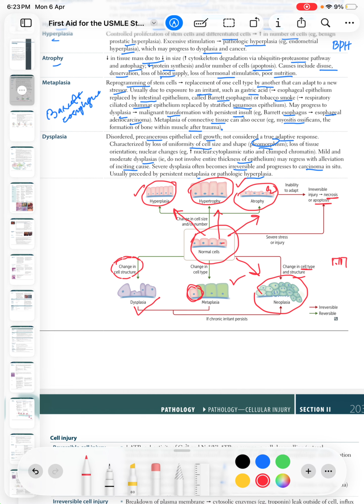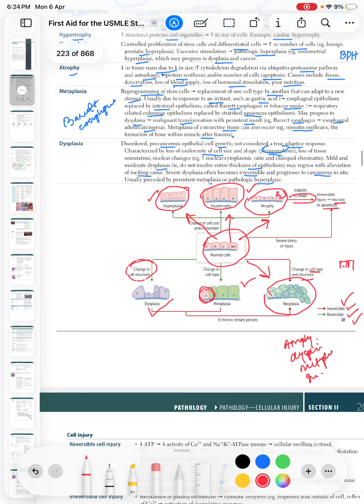Okay, so in all these things, some are irreversible changes and some are reversible changes. Atrophy is an irreversible change. Dysplasia is irreversible, metaplasia is irreversible, and neoplasia is irreversible. While hyperplasia, hypertrophy, and atrophy are reversible when normal cells occur in this form. In this diagram, the red mark shows irreversible changes and the green mark shows reversible changes.